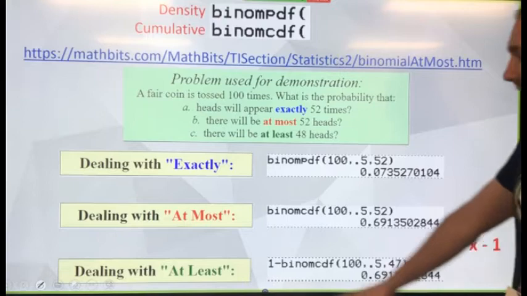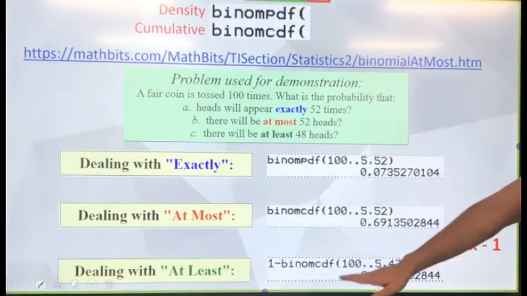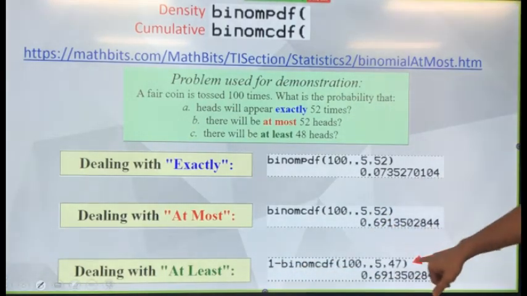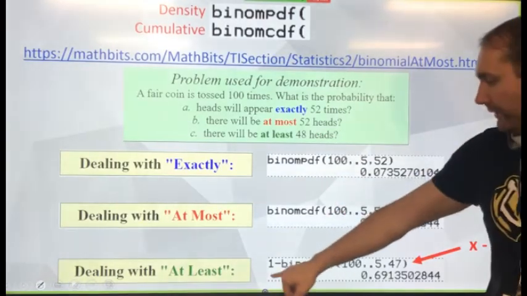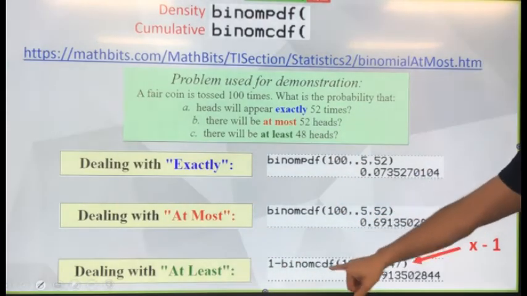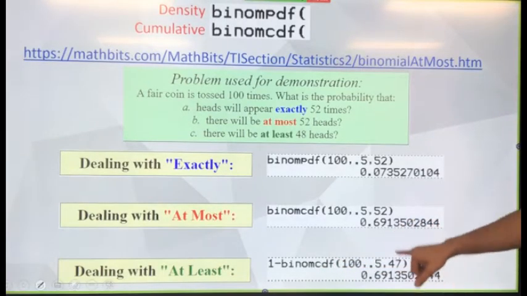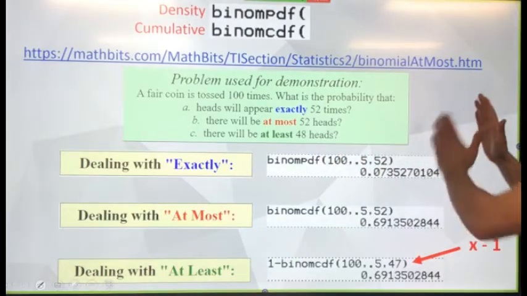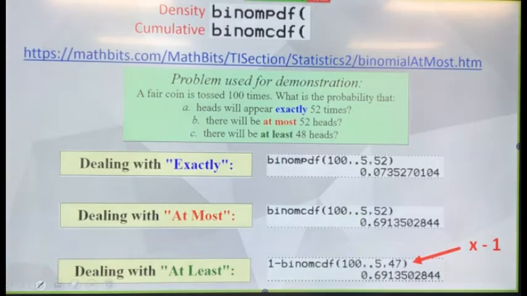Now when you see at least, what you're going to do is find the at most and subtract it from 1. But notice with the at most, you're going to subtract 1 from the x. So it's going to be 1 minus the CDF, where I keep everything the same, but I'm going to subtract 1 from the at least. So I'm going to find 1 less than that, find that value, but then take the other half of it.